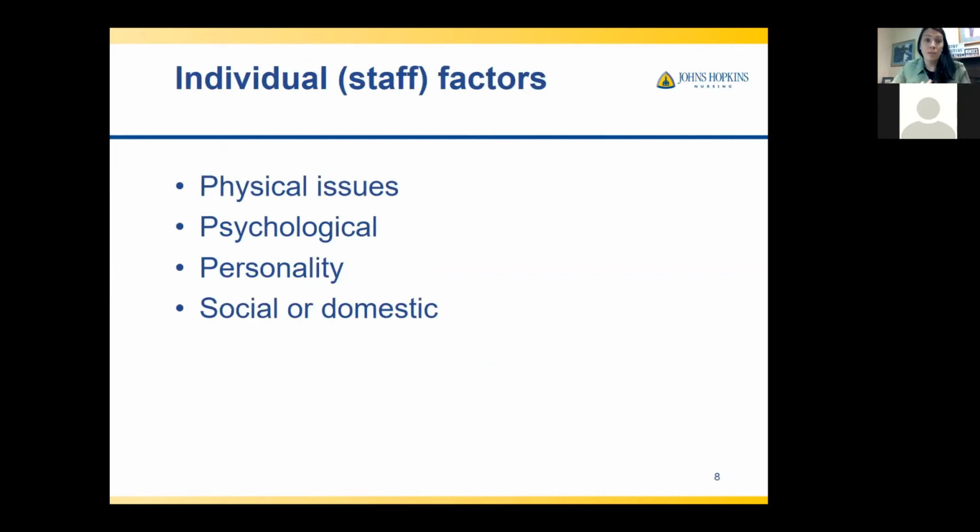So another theme would be the individual or staff factors. Some things to consider: what was going on with the staff member that day? Were they tired or distracted? For us in nursing, is it day 1 of 3 or day 3 of 3? And how does that impact how the staff member works? These are all things to consider.